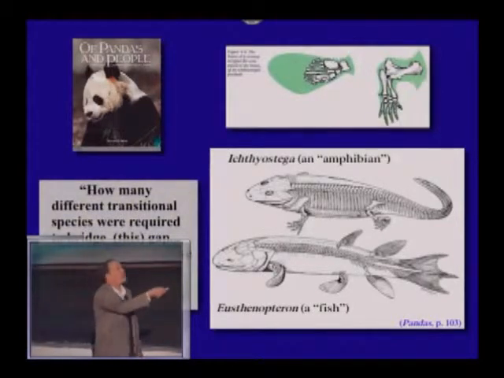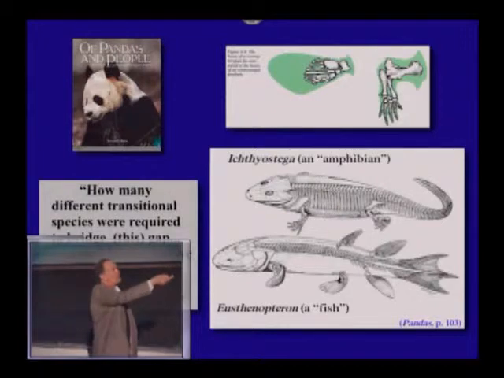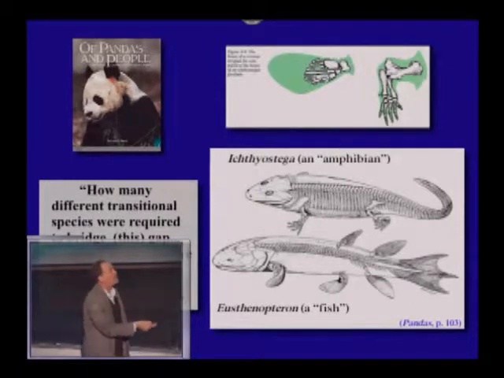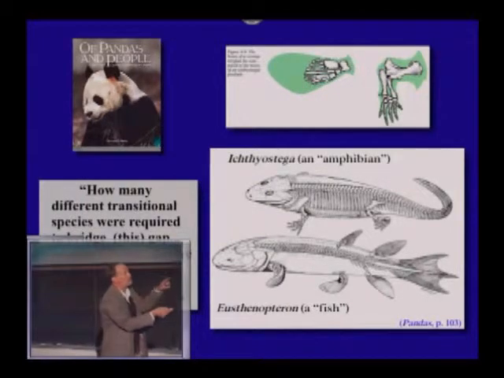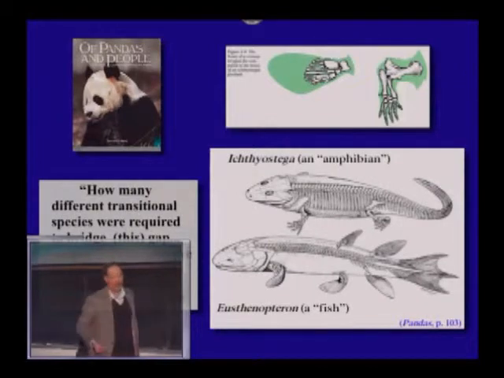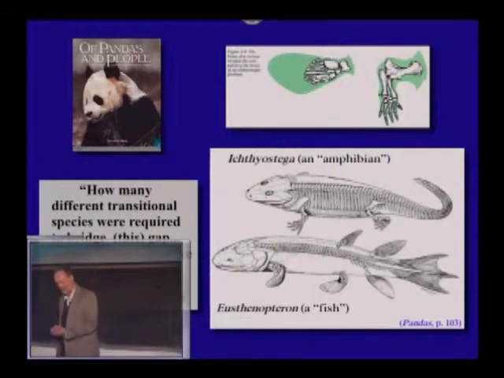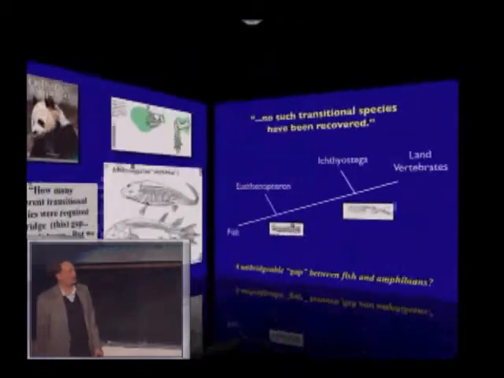Here is another diagram from the book showing basically the fin of Eusthenopteron and the front limb of Ichthyostega. And it in effect says, kids, can you believe they actually think this changed into that? And they write, how many different transitional species were required to bridge this gap? We don't know. But we do know that no such transitional species have ever been recovered. Wow, pretty powerful stuff. Now, what have they actually done?